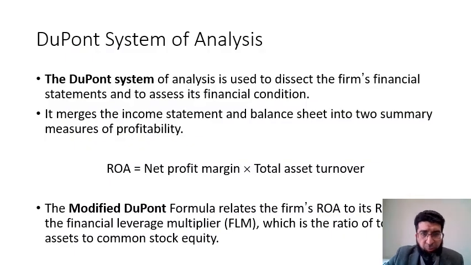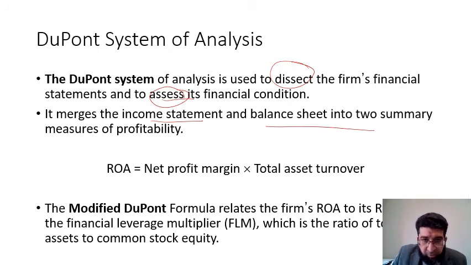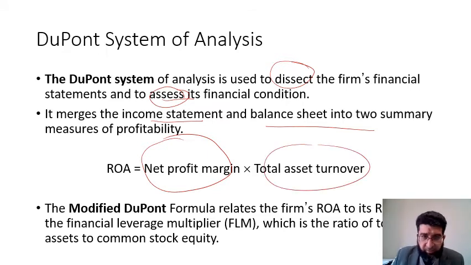So let's look at the DuPont system of analysis. The DuPont system of analysis is used to dissect the firm's financial statement and to assess its financial condition. So it's basically dissection and assessment, and we'll look into this a little bit later more deeply. It merges the income statement and balance sheet into 2 summary measures of profitability. ROA is calculated through net profit margin, which is earnings to sales, and total assets turnover, which is sales to assets. We'll look into this in a few moments.